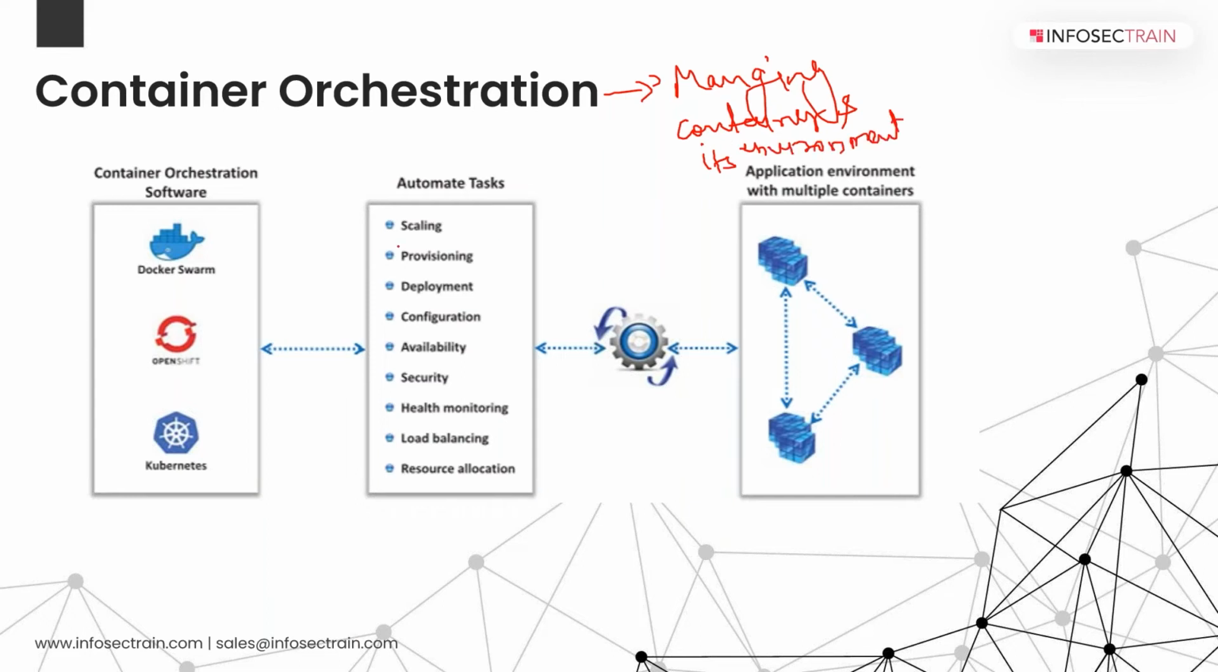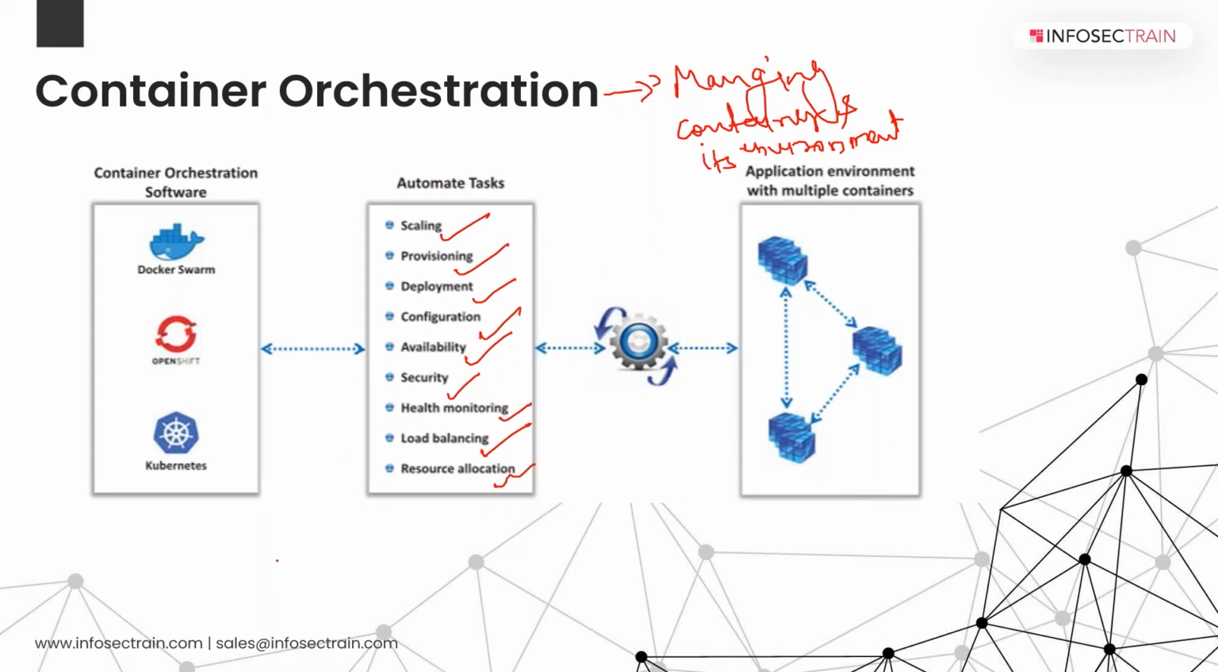So using this particular single interface, what all things can we do? We can do scaling, provisioning, deployment, configuration, availability, security, health monitoring, load balancing, and resource allocation. These are the automated tasks which you can do with the help of container orchestration.